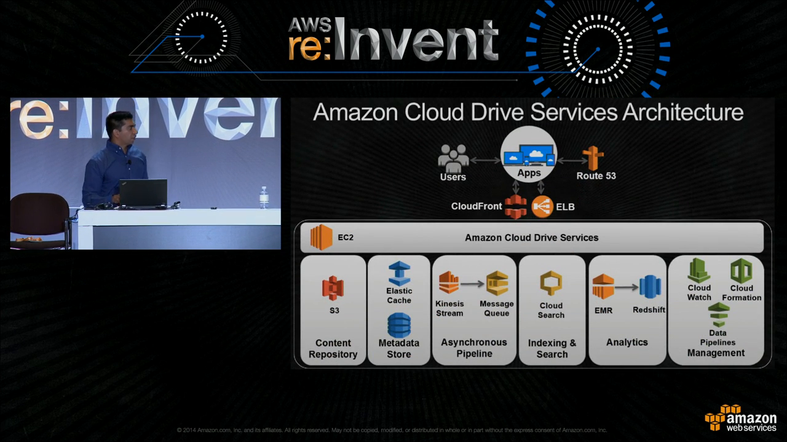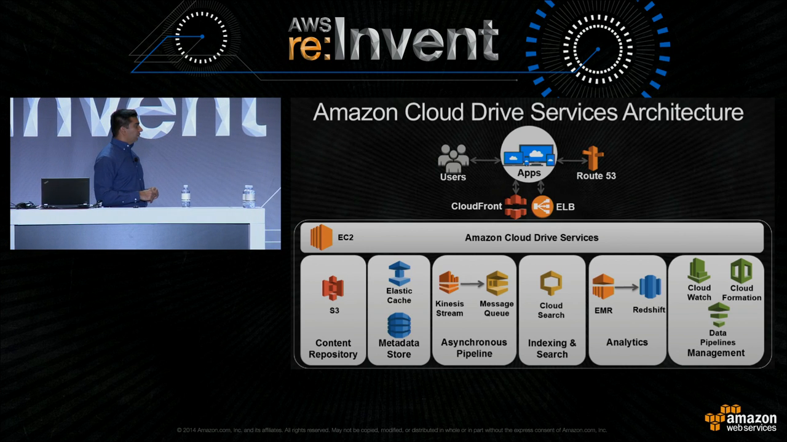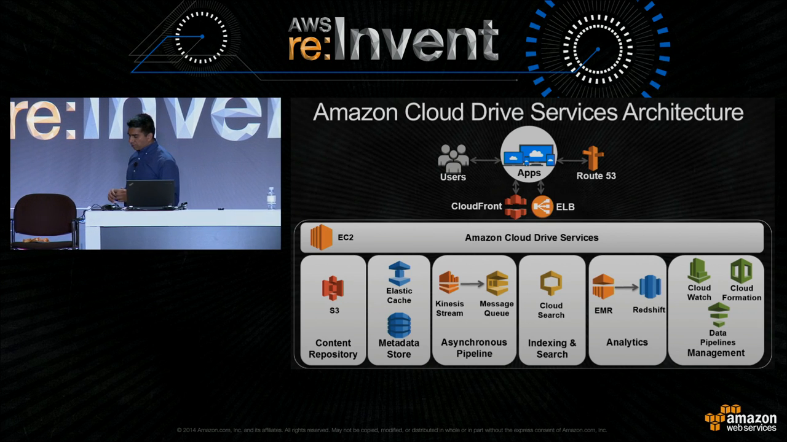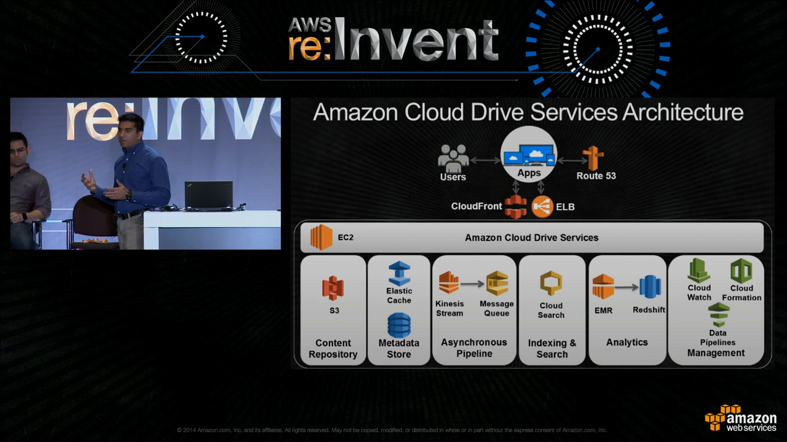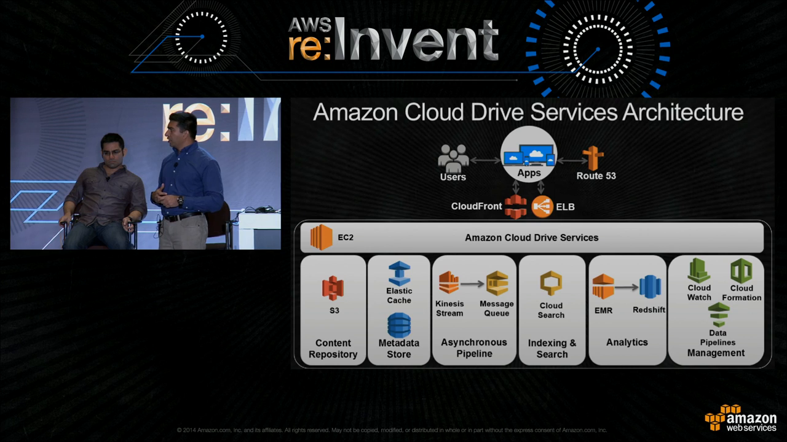So as you can see here, S3 is our content repository. The metadata is stored in Dynamo, and we use ElastiCache to cache some of the more frequent query results, which we know won't change a lot and which are needed for optimizing different paths.